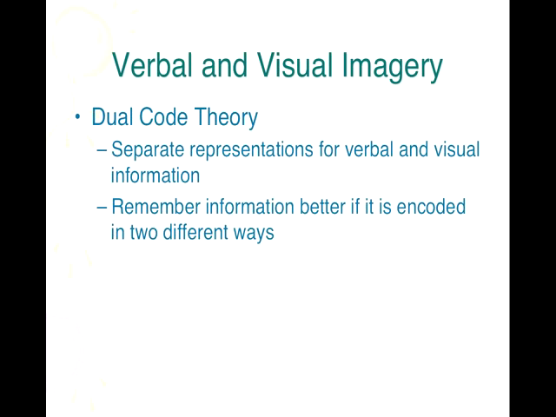And we are much better at remembering information if it's encoded in two different ways. So if I give you a picture and tell you the story, visual, verbal, I'm much better at remembering that information because I've got two representations for it over just having one. So two is better than one. So you can remember dual code as two is better than one. If I've got both perceptual systems going, I'm going to do better.